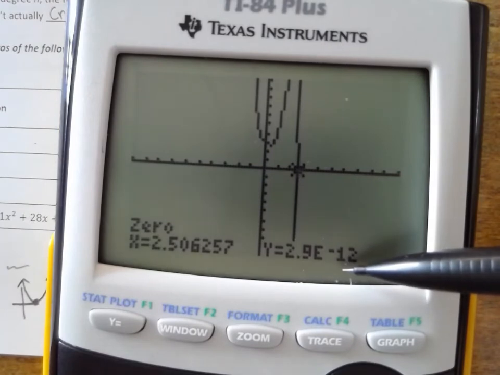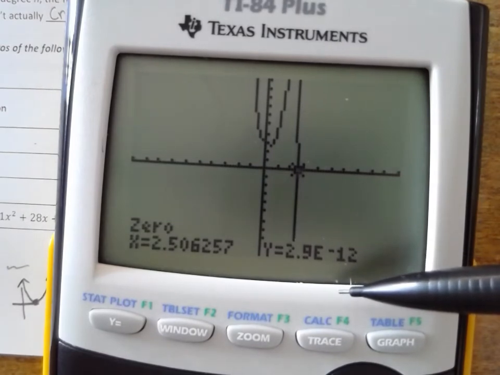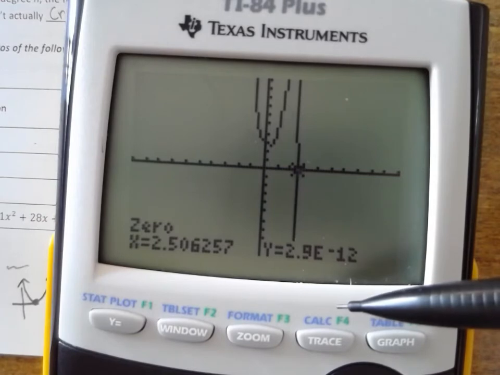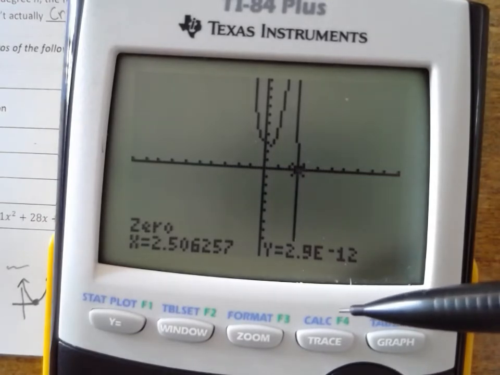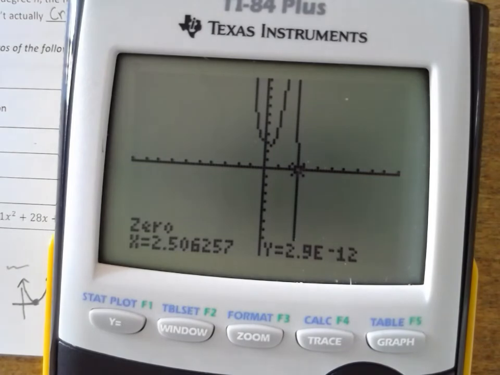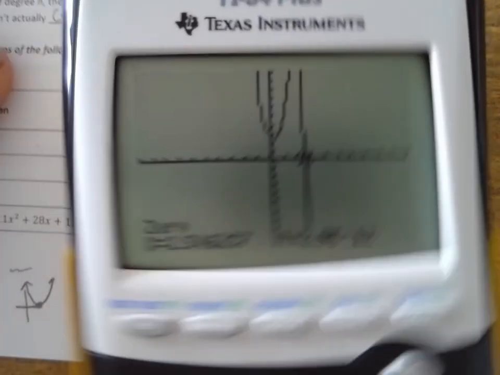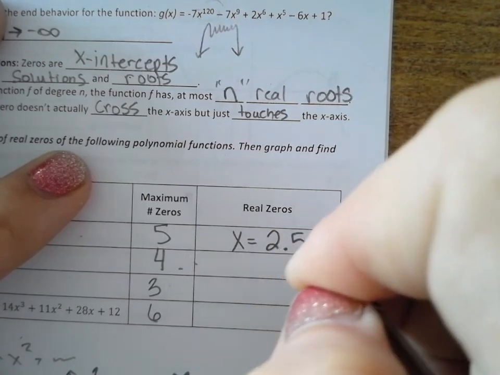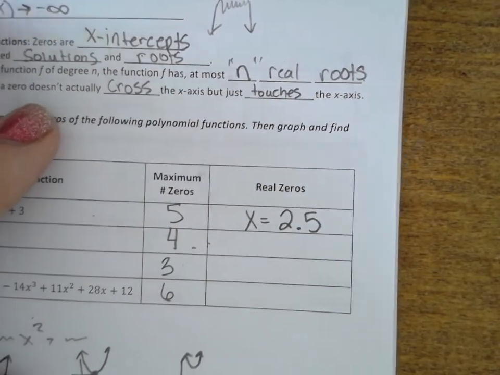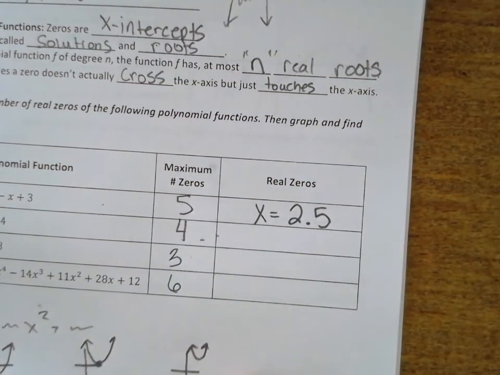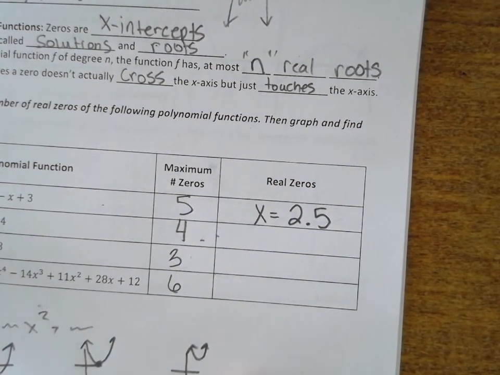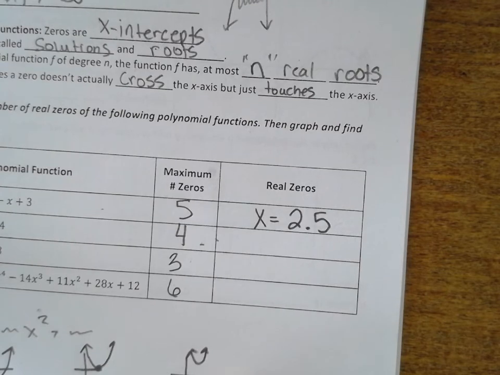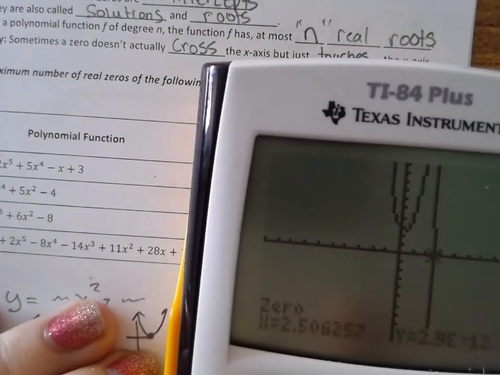What does e to the negative 12 mean? There's 12 zeros in front of it, so what is your calculator actually telling you there? If you move your decimal place over to the left 12 places, that number is getting ridiculously small, so that actually just means 0. So you have a 0 at x equals 2.5. Yes? So how did we find zeros in our calculator? Second trace 2.